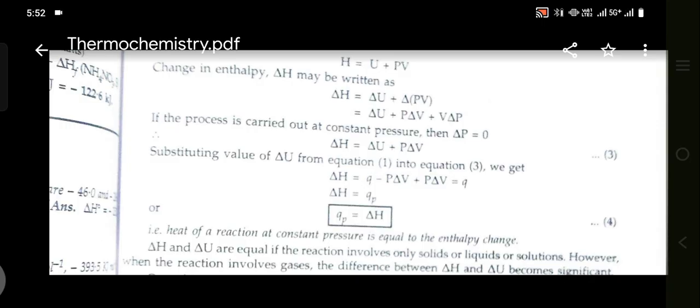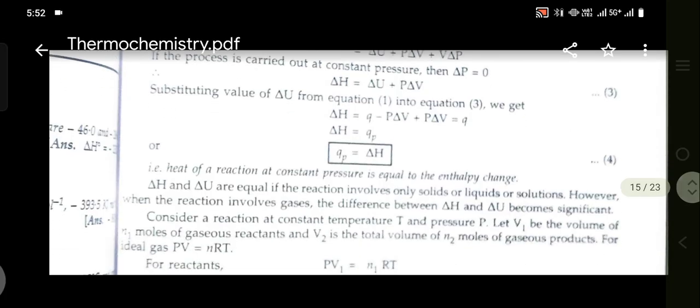Substituting the value of delta U from the first equation into the third equation, we get delta H is equal to Q minus P delta V plus P delta V, that is equal to Q. So delta H will be equal to QP. So QP is equal to delta H. Heat of reaction at constant pressure is equal to the enthalpy change. Delta H and delta U are equal if the reaction involves only solids or liquids or solutions. However, when the reaction involves gases, the difference between delta H and delta U becomes significant.